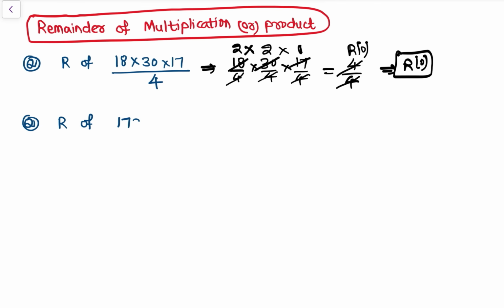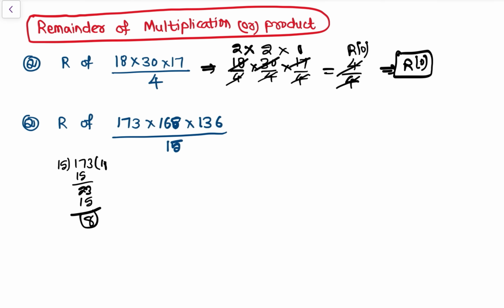Remainder of 173 into 165, 168, 168 into 136 divided by 15. So 173, divide 173 by 15. 15 11s are 165, then remainder is 8. So here overall remainder for this is 8.